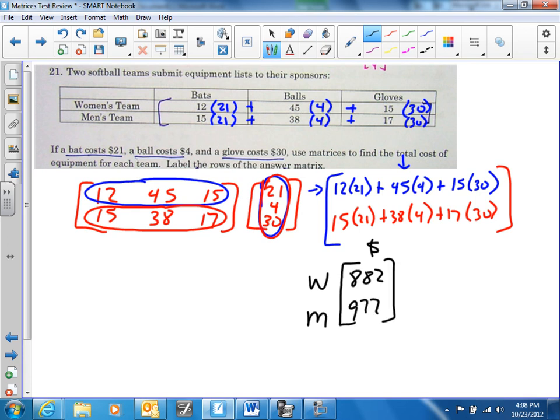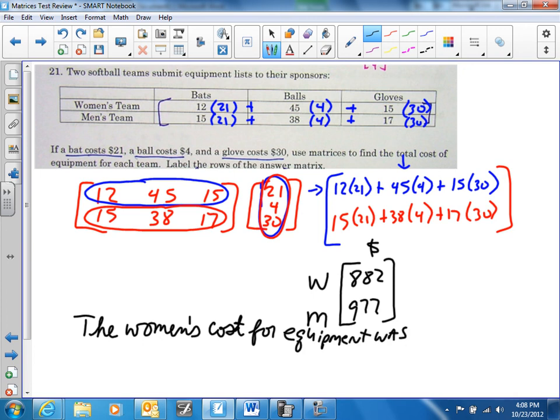But do not leave your answer that way. I want a complete sentence. So the women's cost, oh, it's not plural, for equipment was $882 and the men's was $977. All right, make sure you give me a complete sentence to wrap it up, conclude.